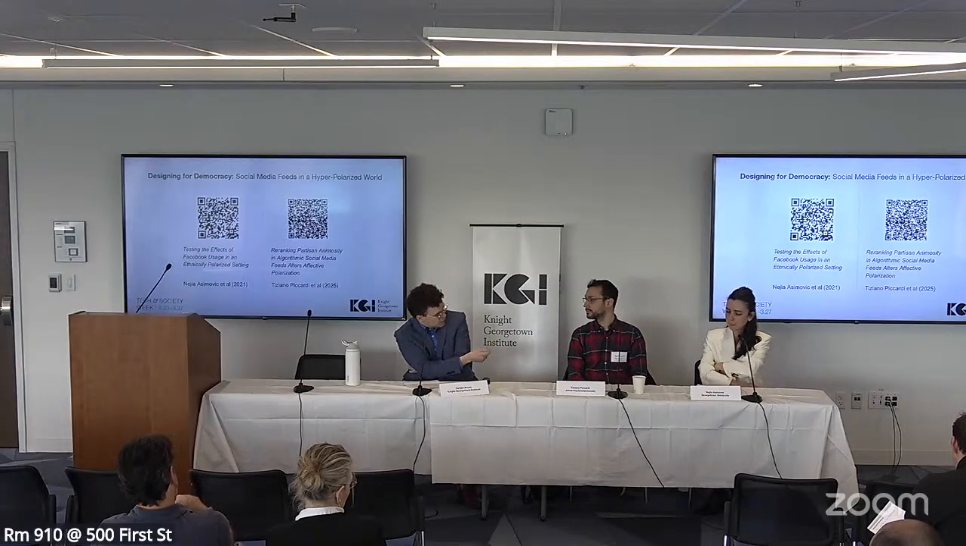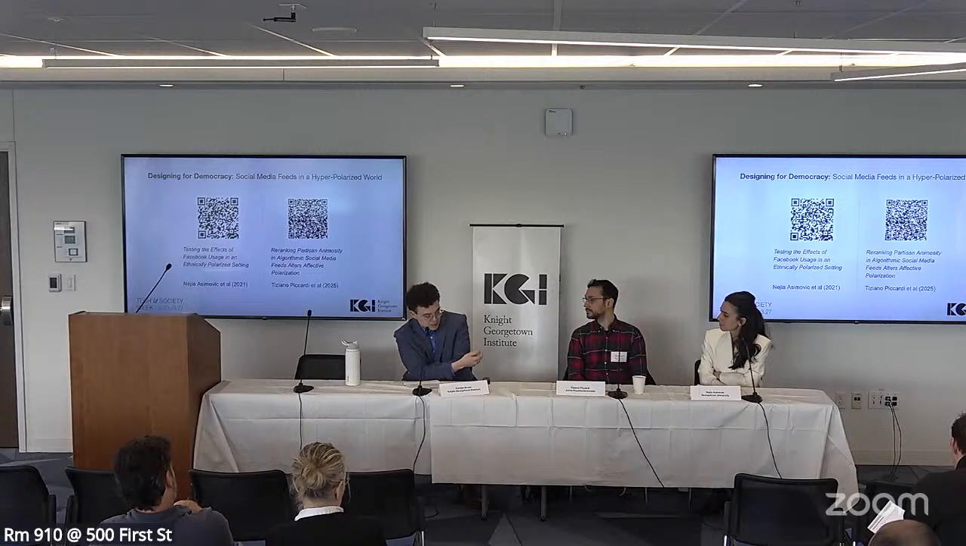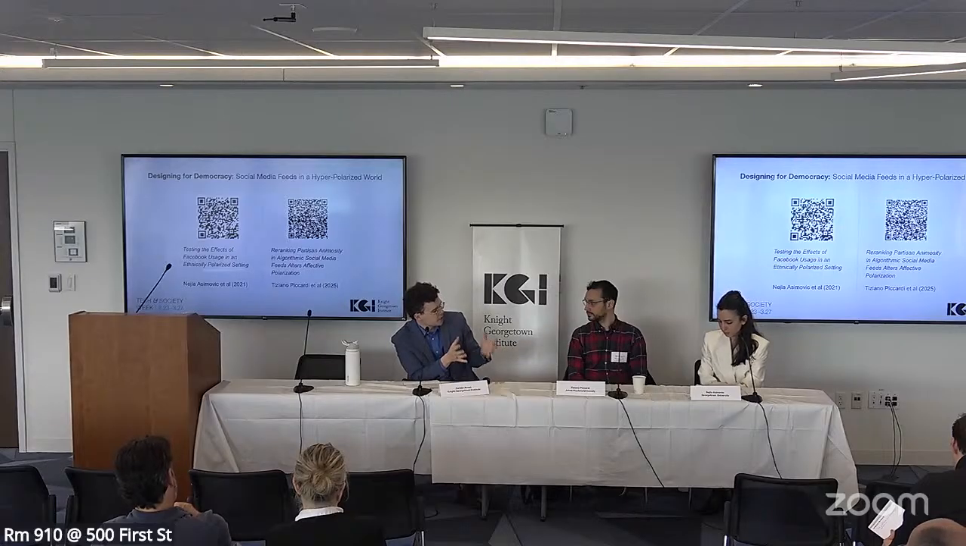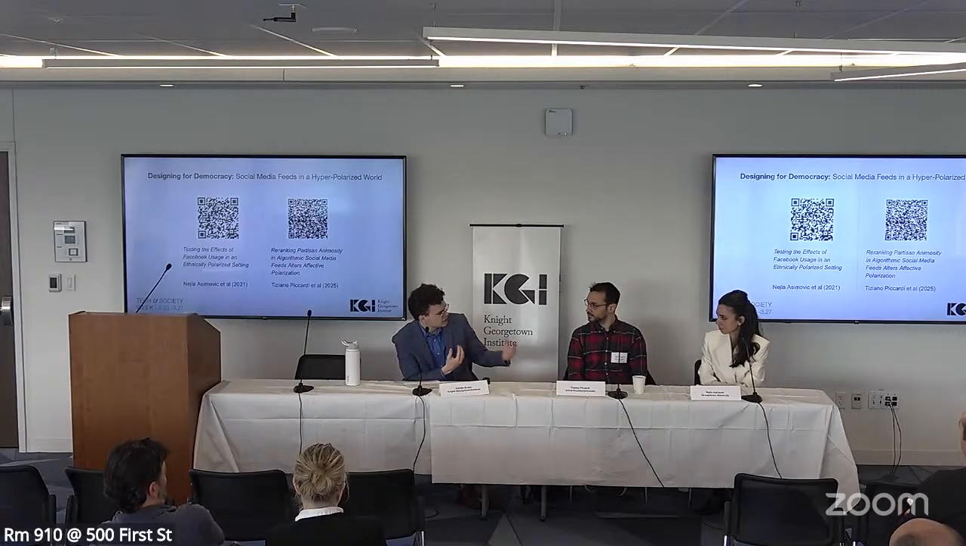So you found in your paper, Tiziano, that re-ranking can reduce affective polarization, while Nayla, you found that deactivation can worsen attitudes towards ethnic outgroups in Bosnia. I want to invite you two to comment on each other's papers and what you think they imply about our understanding of social media and polarization. I would love to get them in conversation. So whatever you'd like to say, we'll be curious to hear.